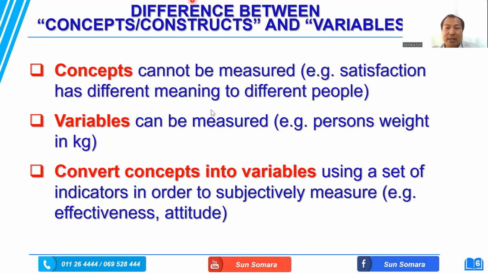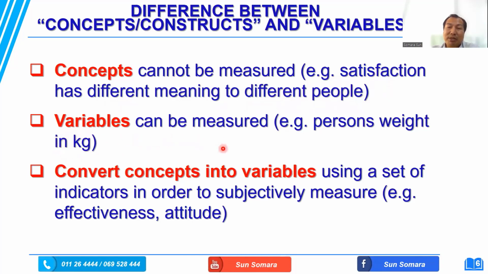Here you can see the comparison between concepts or constructs and variables, all right? When we are talking about a concept or construct, it cannot be measured. For example, satisfaction has a different meaning to different people. So this is a construct or concept, and it cannot be measured.